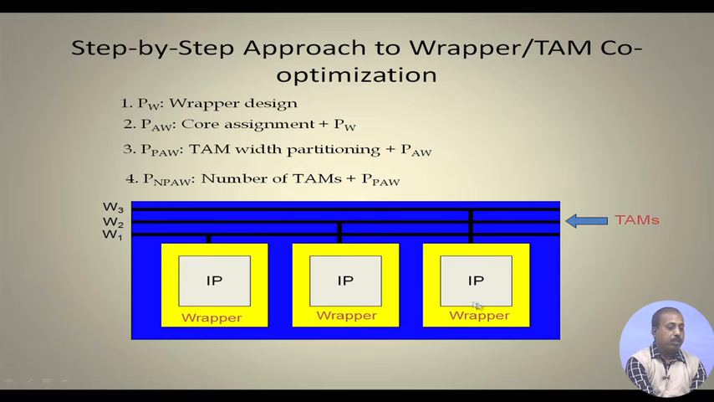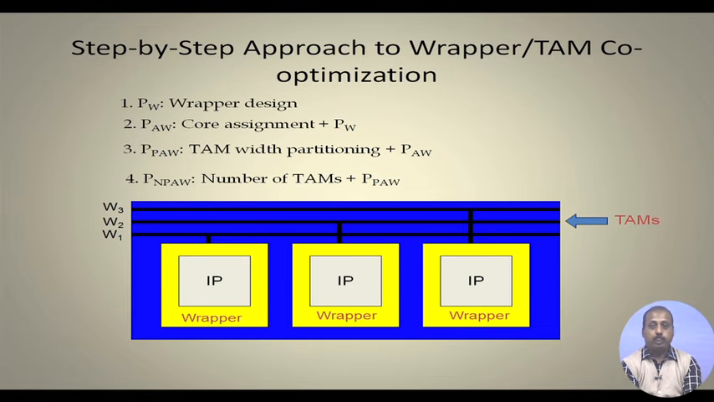If there are more IPs, they will be sharing these W1, W2, W3 buses. But how to decide what is an optimal distribution of the cores to these buses? Of course, we have the issue that if we have different widths given to different cores, then they will take different amounts of time.